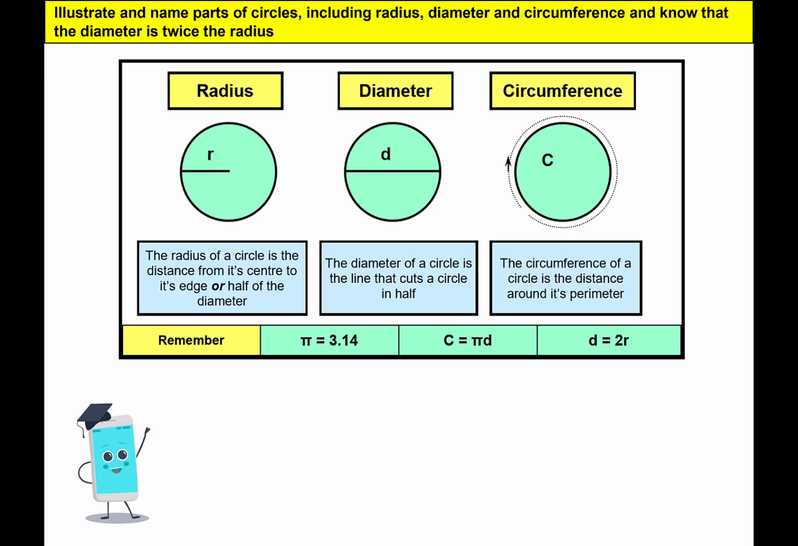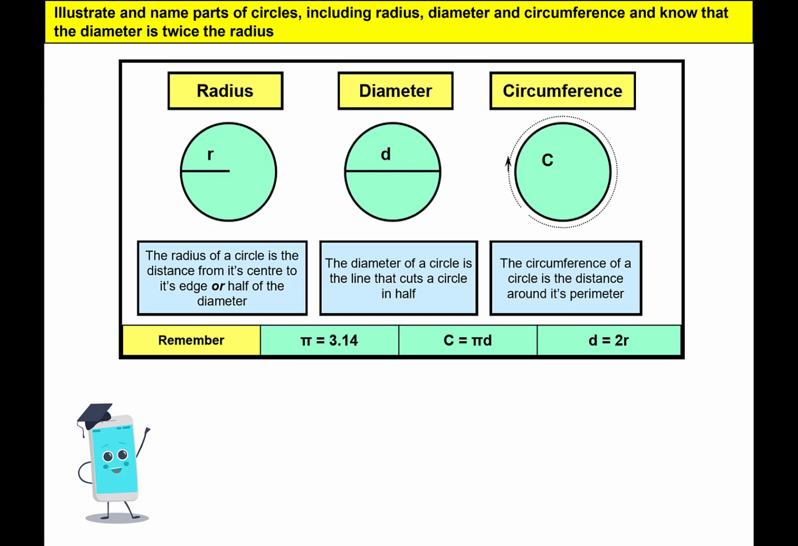The circumference of a circle is basically the perimeter of the circle. It's the distance all the way around the edge. So if you started at one point on the edge and you followed it all the way round till you got back to your starting point, that would be your circumference.